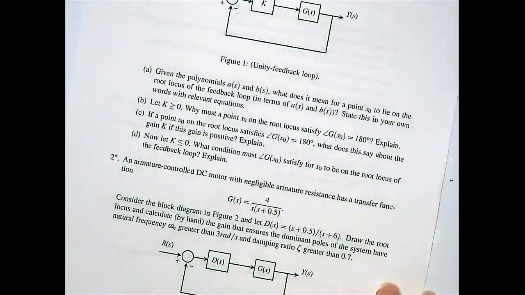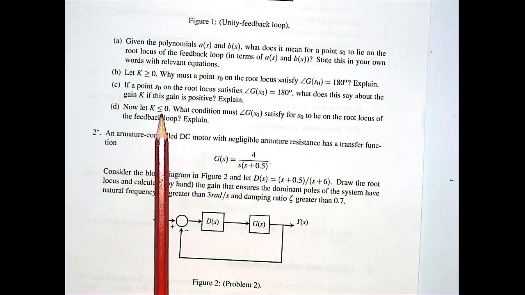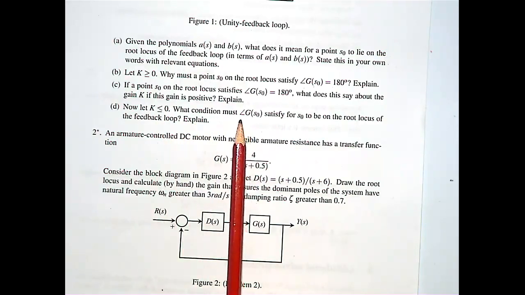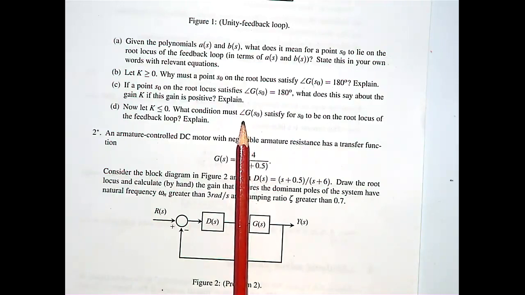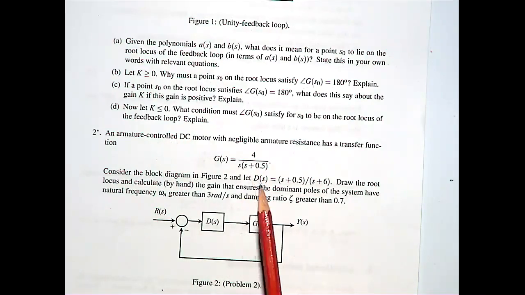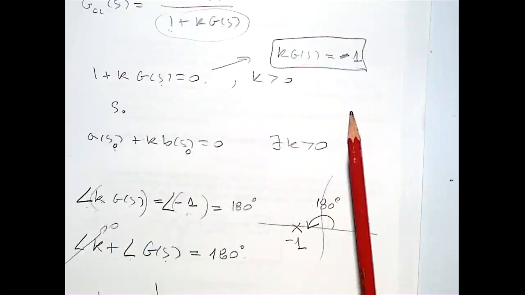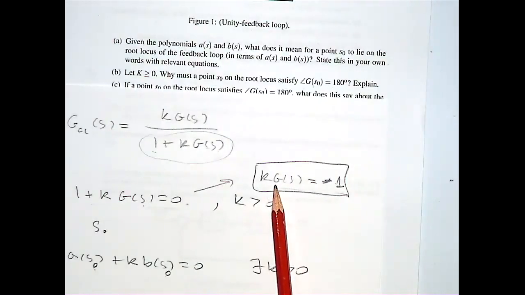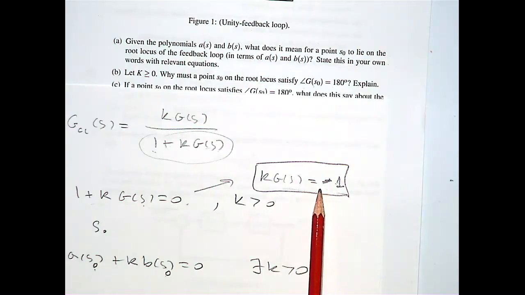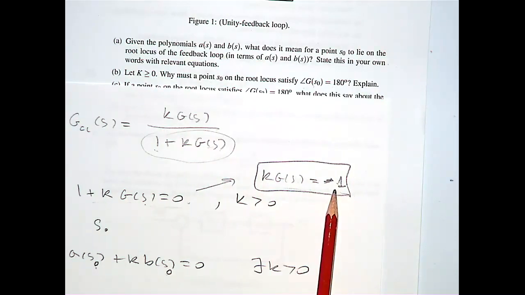All right, this is interesting. Suppose now that K is negative or non-positive. What phase condition should this satisfy for S0 to be on the root locus in the feedback loop? Explain. How do you think you would address this? Now K is negative, so we have to go back to this situation. Still this equation holds: K times G is equal to minus 1. The only thing is now K is negative. So still the phase of the left-hand side and right-hand side should be the same.